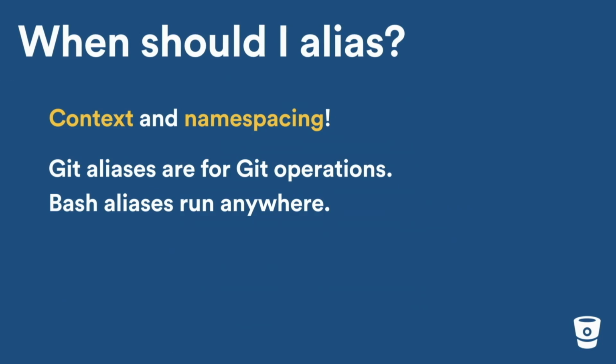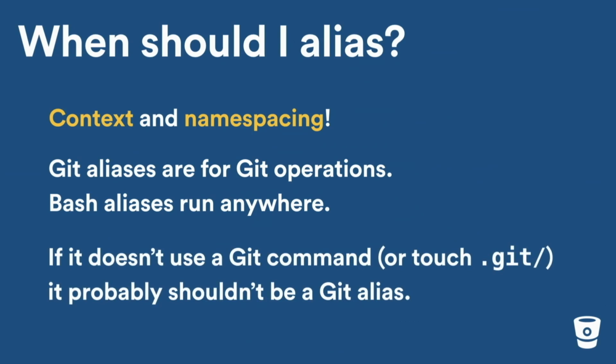To invoke one of these aliases, you have to prefix it with git. So if you're using bash autocompletion, and you probably are, which fully works with Git aliases as well, by the way, then this is a really handy way to make sure that you pare down the number of commands when you autocomplete. So basically, my philosophy is use Git aliases for Git operations and bash aliases for anything else. And the corollary of that is, if it doesn't use a Git command or it doesn't touch the .git directory, then it probably shouldn't be a Git alias.